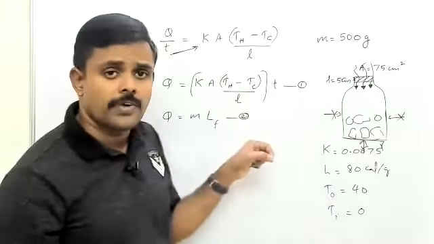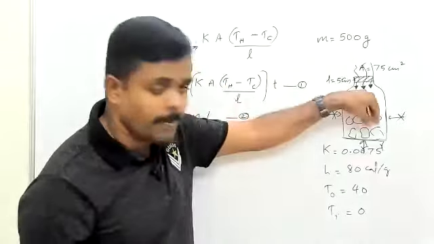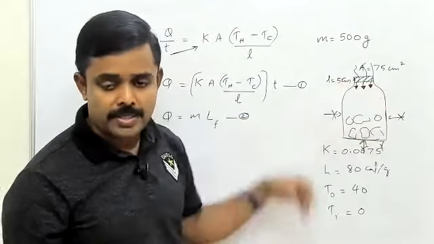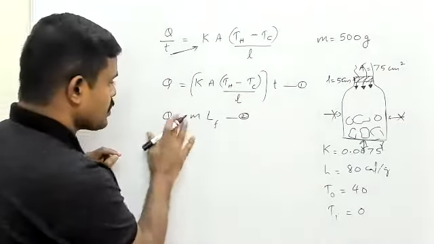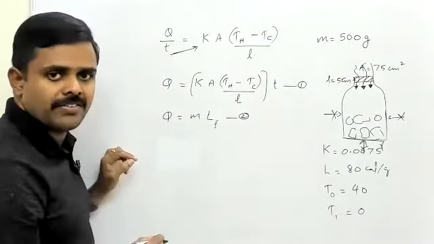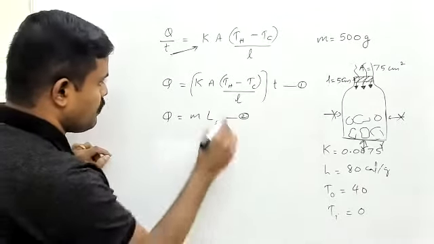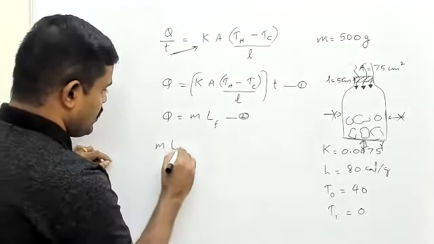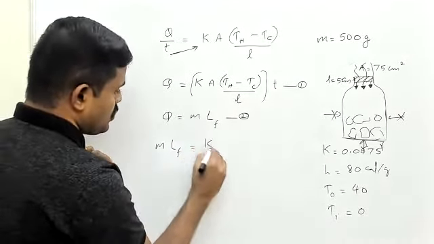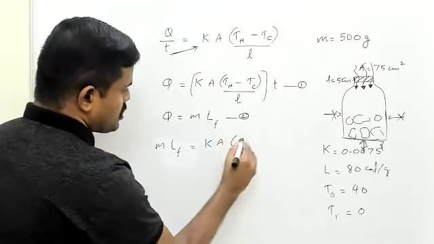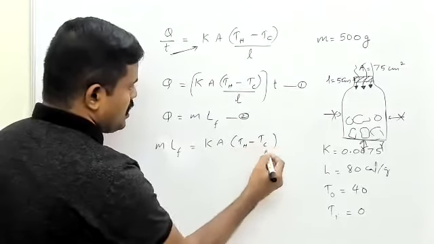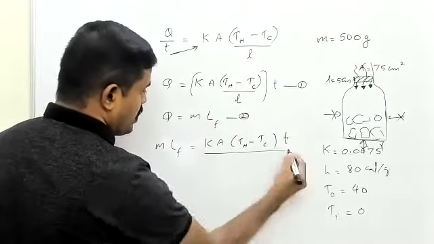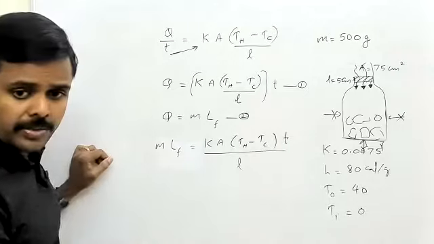Now this heat is used for what? This heat is used for melting ice inside. What is the heat required for melting ice? Q is equal to MLF. So you can equate these two. And if you equate these two, what do we get? MLF is equal to K into A into TH minus TC, T hot minus T cold, into T divided by L.